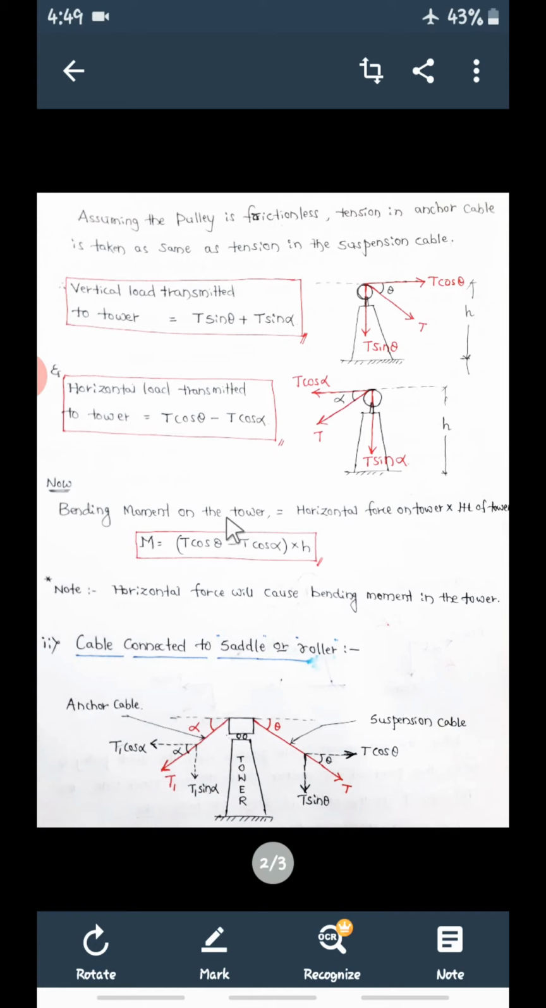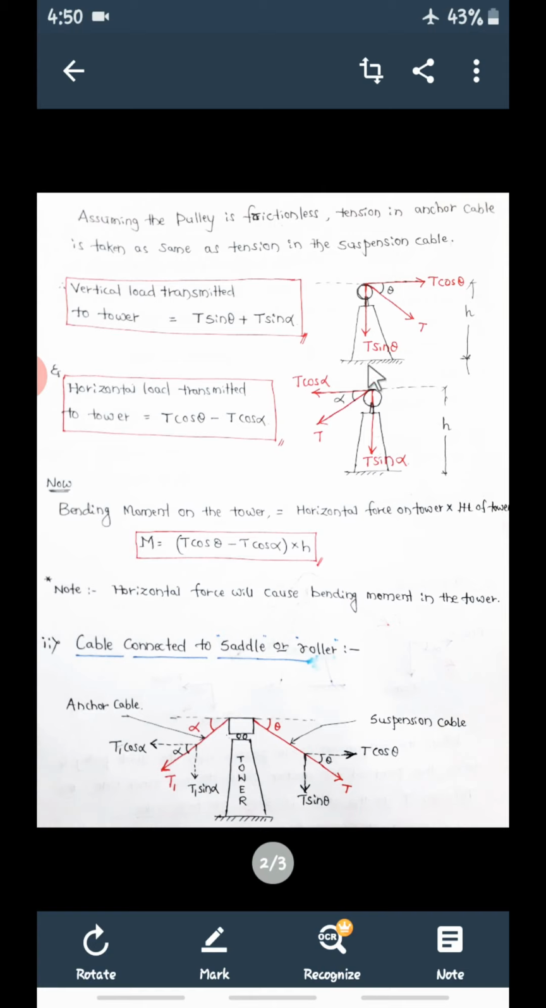Now what will be the bending moment on this tower? We are going to consider it. So the bending moment on the tower is equal to the horizontal force on the tower into the height of the tower. What is the horizontal force? From here, it is T cos theta, and from this, the horizontal force is T cos alpha.